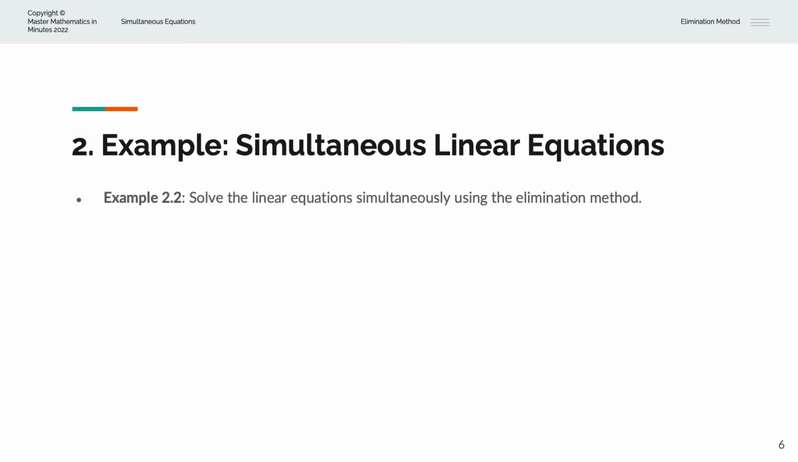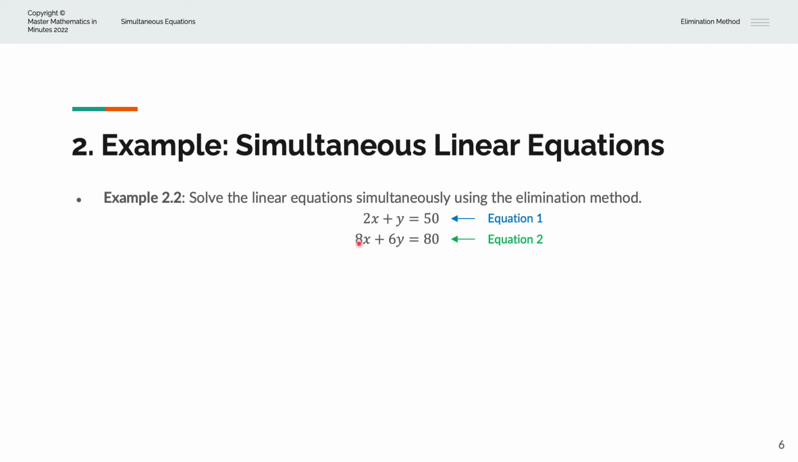So in the second example, we're asked to solve the linear equations simultaneously using the elimination method. We have the first equation as 2x plus y equals 50, as equation 1. And we have the equation 8x plus 6y equals 80, as equation 2. Again, we'll need to inspect these two equations.